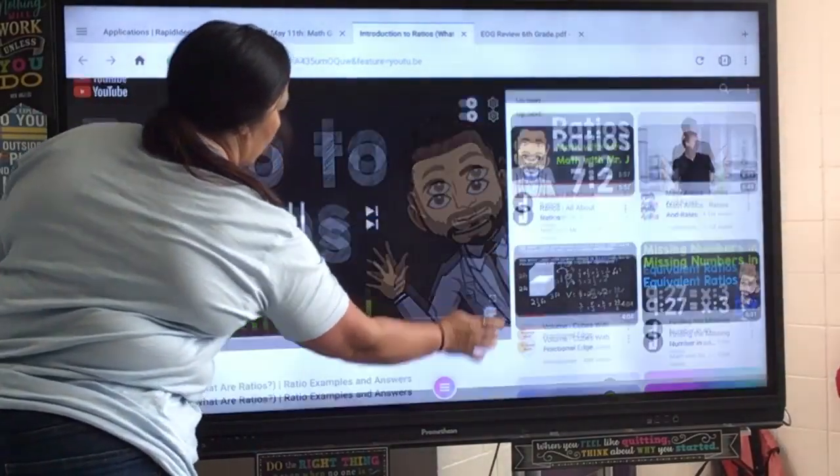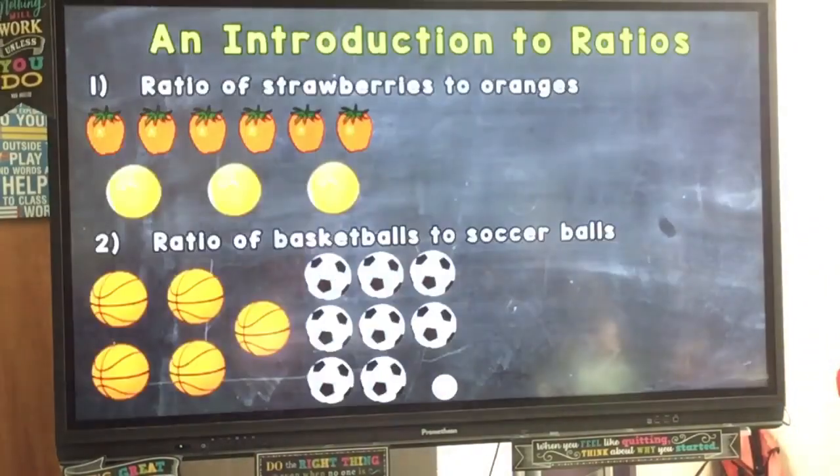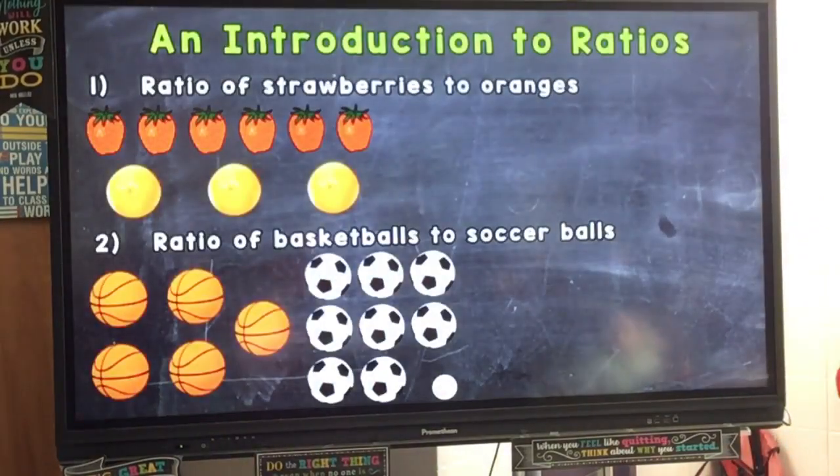With Mr. J. So here we are at the introduction to ratios. We're going to go through the basics of ratios, how we write out ratios, and just talk about what a ratio is. As you can see, there are two problems on your screen. We have the top ratio problem with strawberries and oranges, and then the bottom with basketballs and soccer balls.